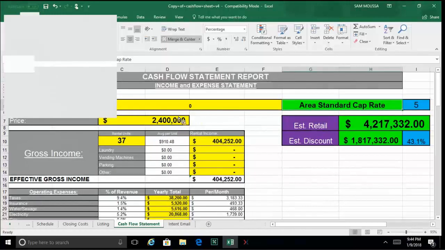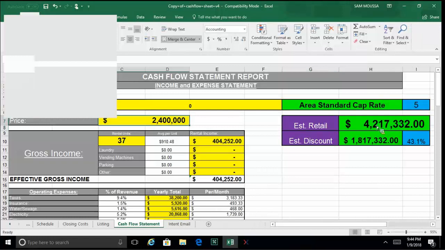If the cap rate is 5 for this particular area, then it's going to calculate the income based on this cap rate. So even though we're looking for a 10 cap rate, if the standard cap rate of the area is 5, then the value is going to be somewhere in this range. Just to give you a guide, estimated retail is $4.2 million.